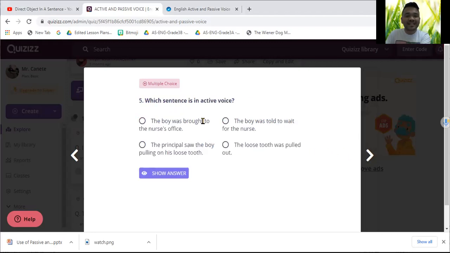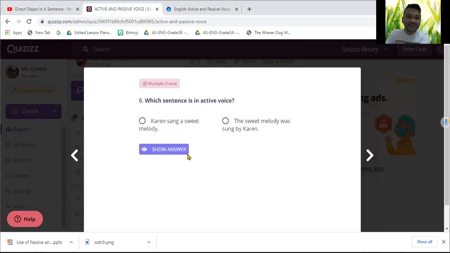Now, number five. Which sentence is in active voice? The boy was brought to the nurse office. The principal saw the boy pulling on his loose tooth. The boy was told to wait for the nurse. The loose tooth was pulled out. Which is active here? Was, and then past participle, be verb plus past participle. So which one is active? Great job. The principal saw the boy is the active voice.